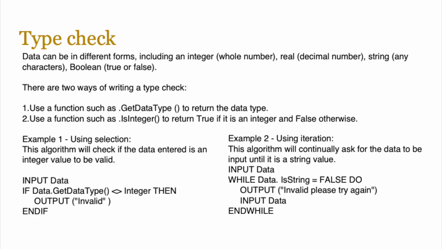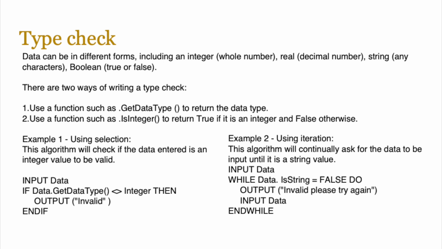Next is a type check. Data can be in different forms, for example, integer, real, string, Boolean, and we can use the data.getDataType brackets function, which will allow us to check the type of the data and output whether it's valid or invalid. For example, if you take a bit of data and say data.getDataType brackets is not equal to integer, then output invalid.